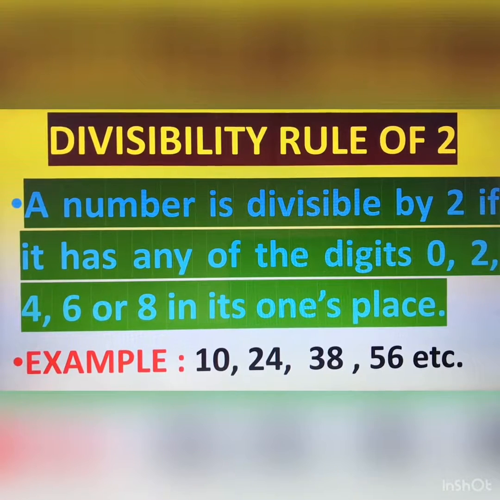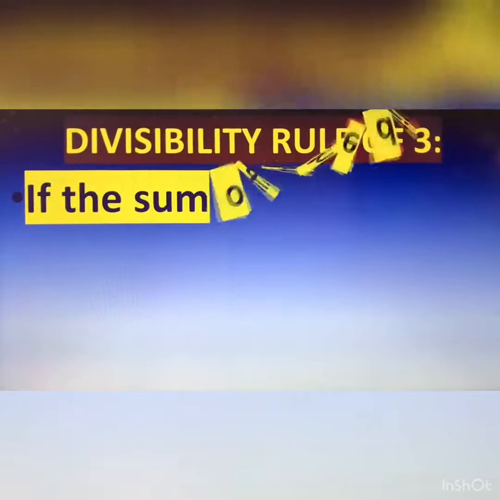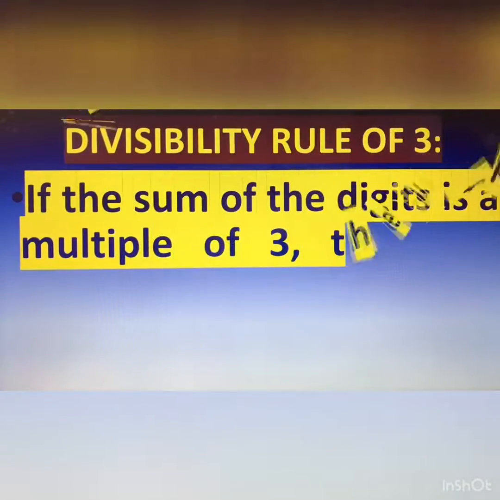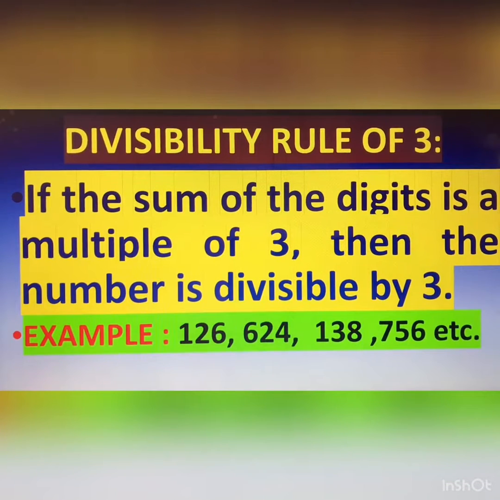So now moving to the next, divisibility rule of 3. If the sum of the digits is a multiple of 3, then the number is divisible by 3. Let us understand it with an example, that is 126. You can find the sum of 1, 2, 6. 1 plus 2 is how much? 3. And 3 plus 6, 9. And you know that 9 is divisible by 3, therefore this whole number is also divisible by 3.